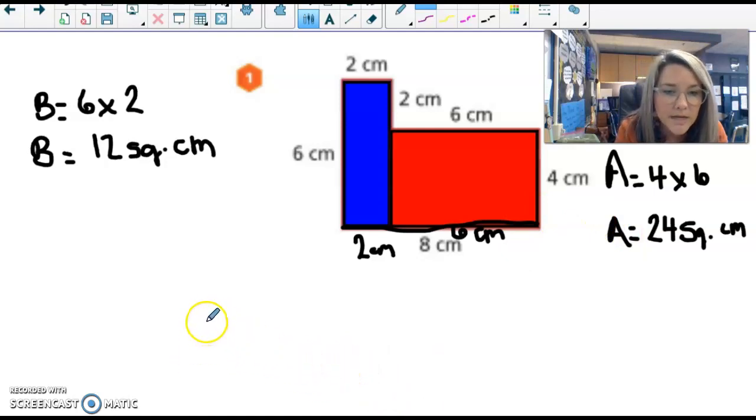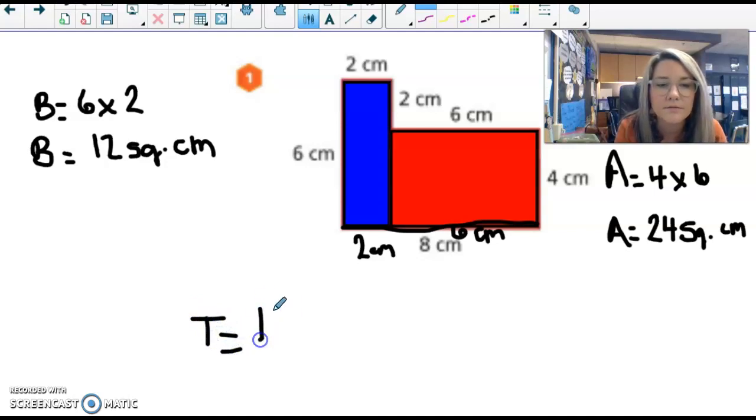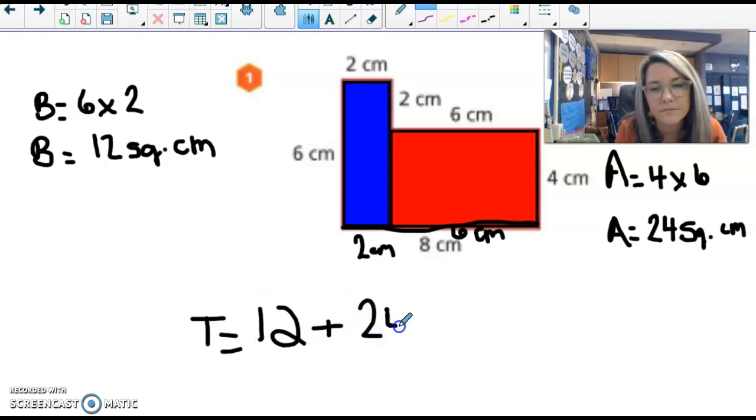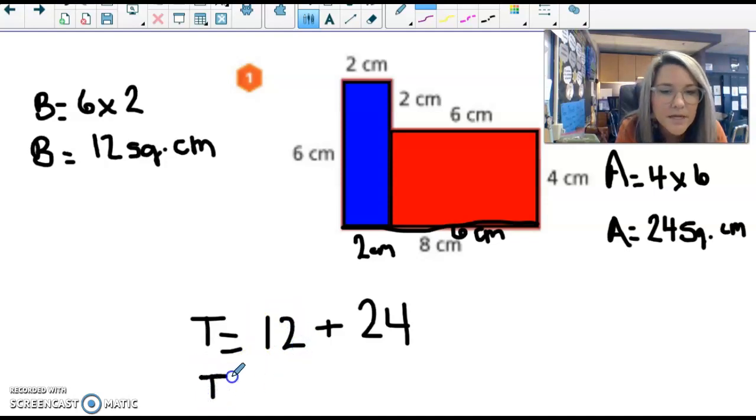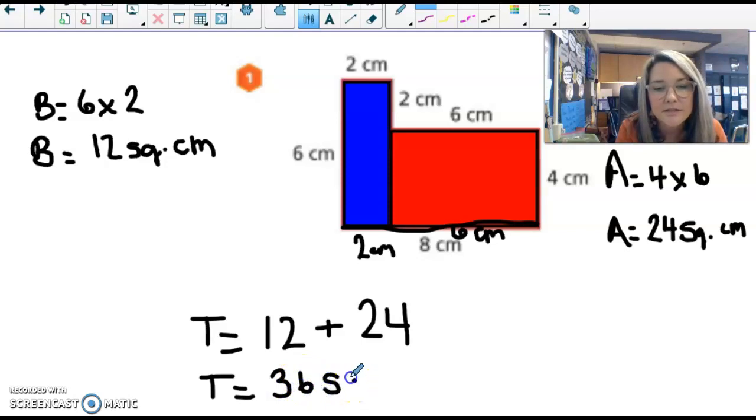Okay, so the total area is going to be 12 plus 24. Sorry, 12 plus 24. So my total area is going to be 10 plus 10 is 20. 20 plus 10 is 30. 2 plus 4 is 6. So my total area is going to be 36 square centimeters.